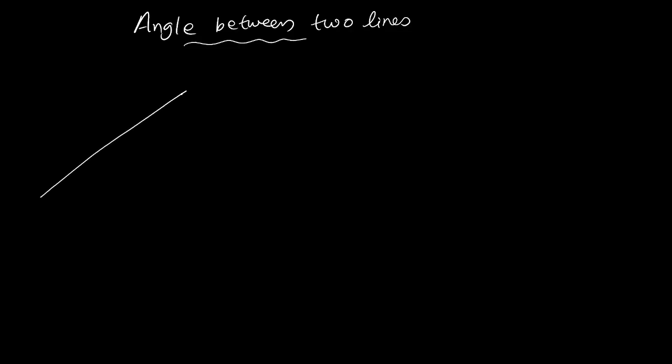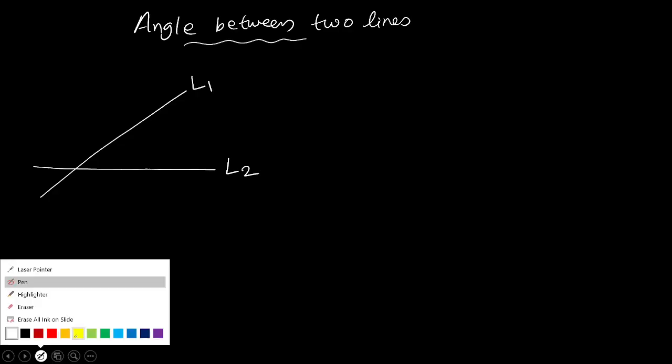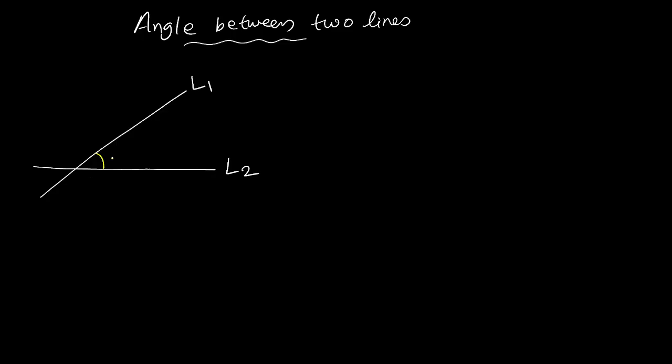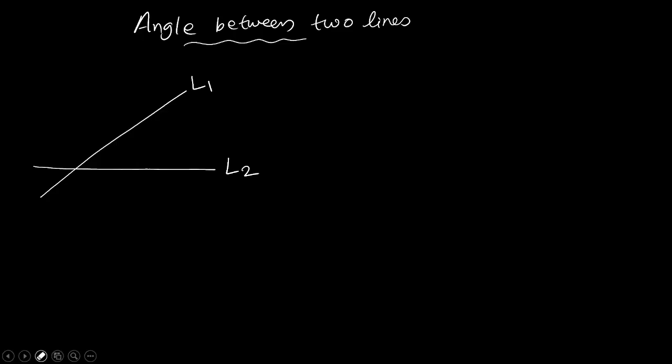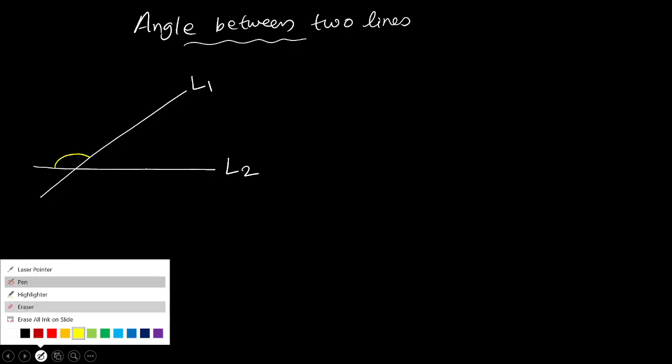Two lines are given. This is L1, straight line 1, and this is straight line 2. The angle between the lines is taken as this one. This is the angle between lines, theta. We measure the acute angle. We don't take this as the angle between L1 and L2, I will show you. We take only the acute angle, the angle less than or equal to 90. That is taken as the angle between two lines.